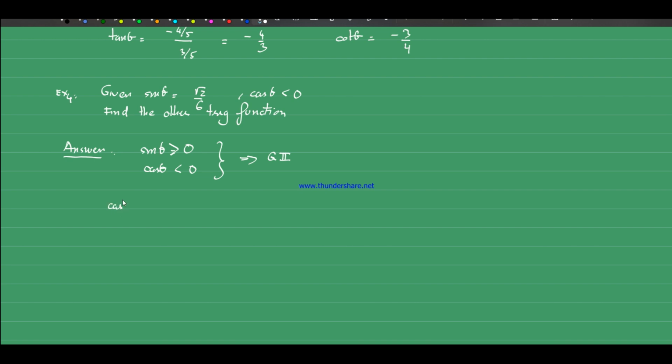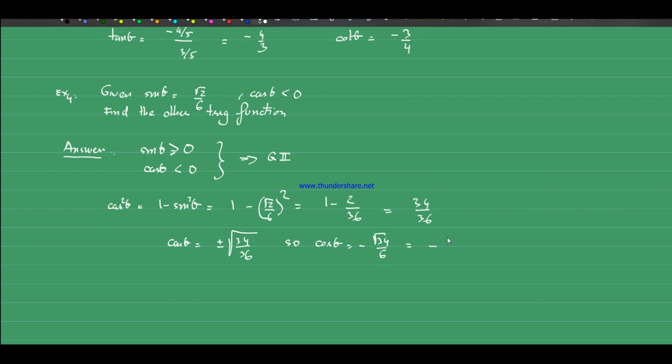So we can apply the Pythagorean identity. 1 minus sine squared will be 1 minus square root 2 over 6 squared, which is 1 minus 2 over 36, which is 34 over 36. So cosine theta will be plus or minus square root of 34 over 36. We take cosine theta in quadrant 2, and in quadrant 2 cosine is negative. So we take negative square root of 34 over 6.